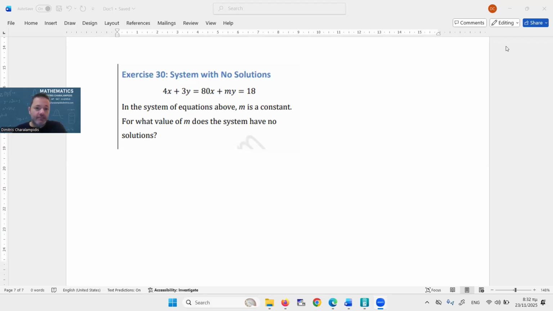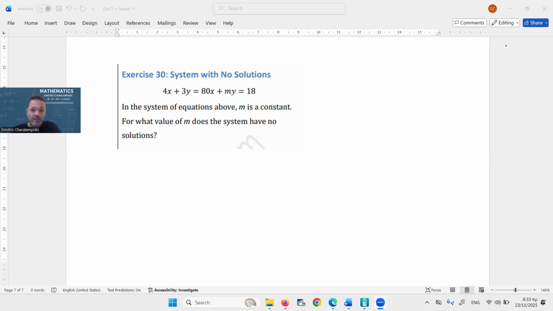Exercise 30. In the system of equations above, m is a constant. For what value of m does the system have no solutions? Okay, so we have, although it was given in a strange way, a system of linear equations.